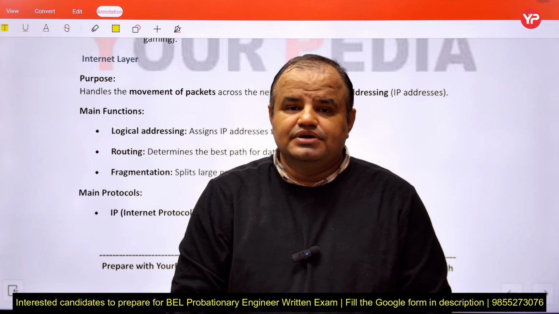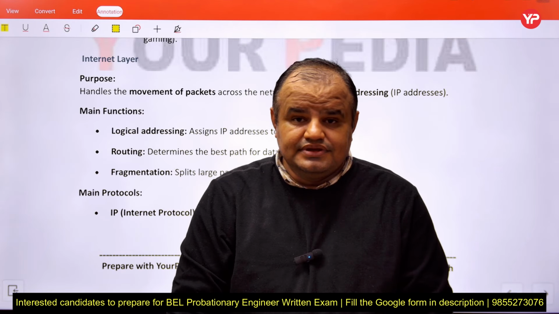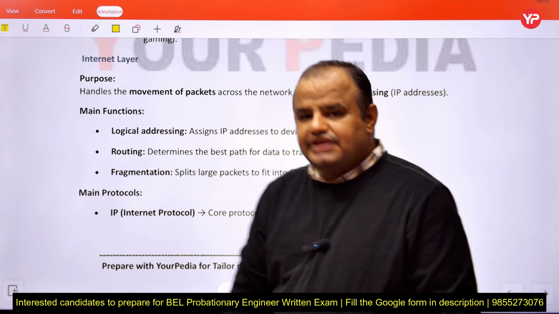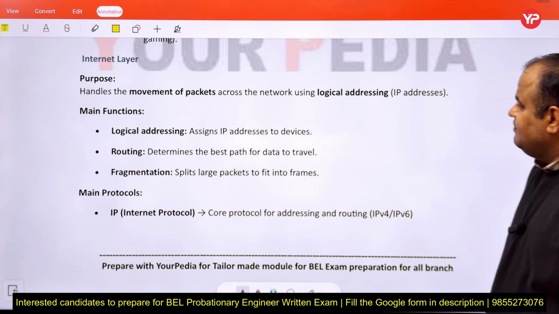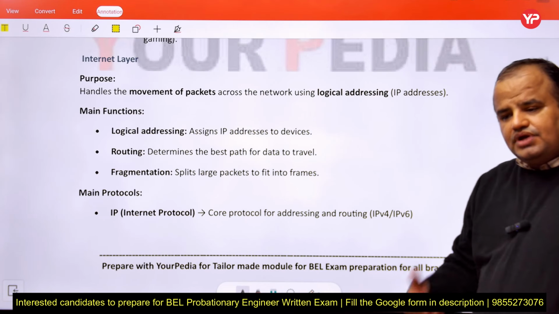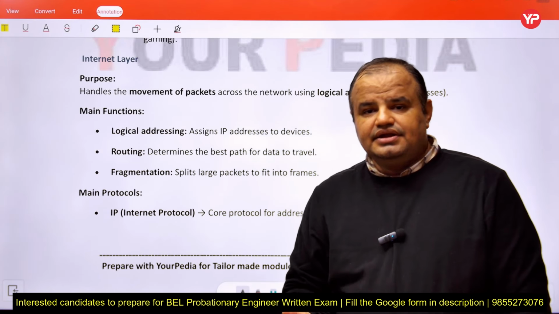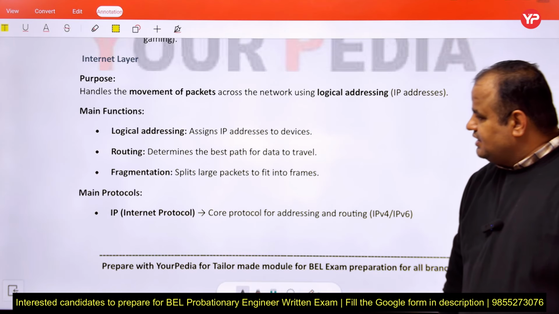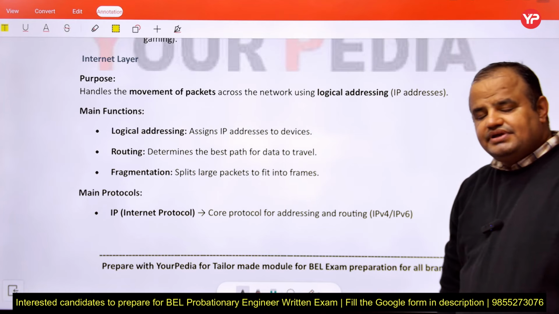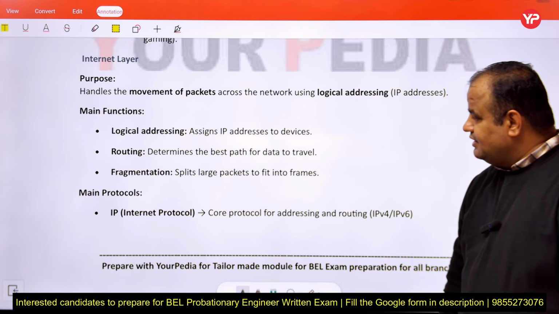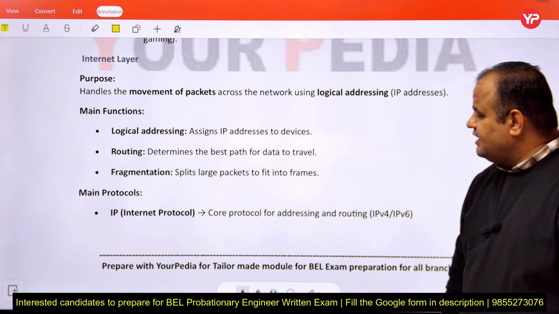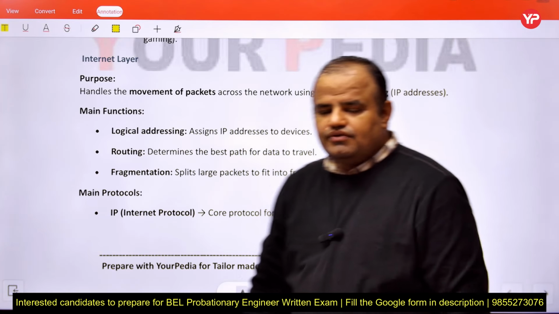The logical or IP address is very important when you communicate over the network. We know that whenever you connect to the internet, you receive an IP. Here the main functionalities are: logical addressing, assigning an IP address to devices; routing, determining the best path for data to travel; and fragmentation, splitting a large packet to fit into frames. So what are these functionalities?